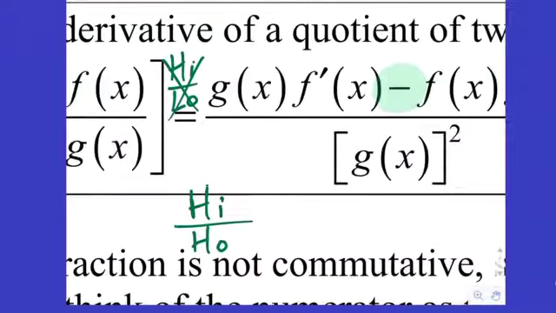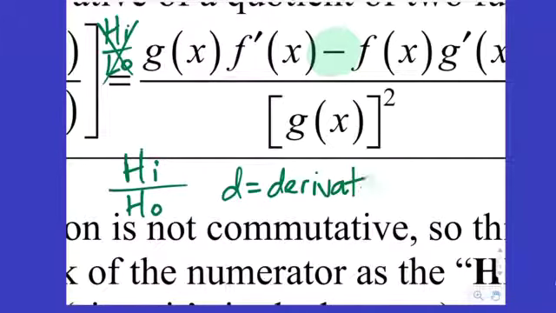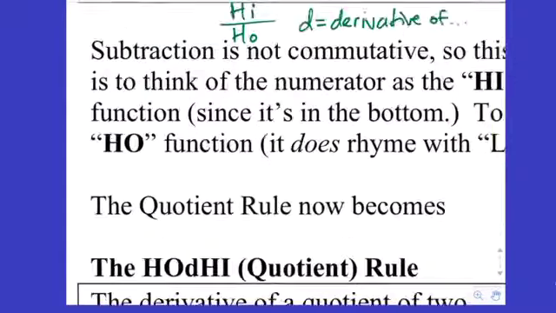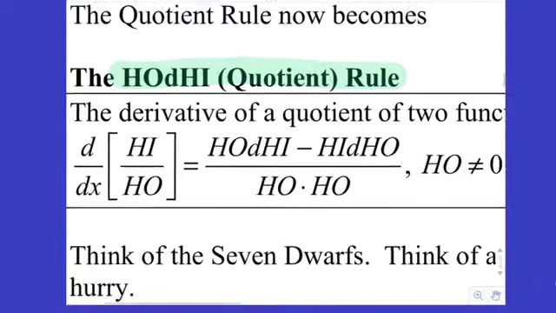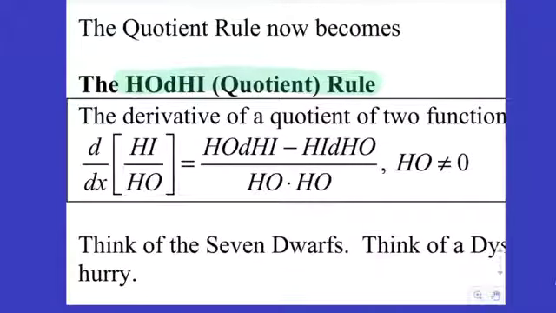High over ho. If we then let the letter D stand for the derivative of the function that follows, we could then change the quotient rule into what's known as the Ho-D-Hi rule. Ho-D-Hi rule is now the quotient rule. So here's what it says. The derivative of hi over ho is ho d-hi minus hi d-ho over ho-ho, or ho squared, of course, where ho can't be 0. So if you say it real fast together: ho d-hi minus hi d-ho over ho-ho.